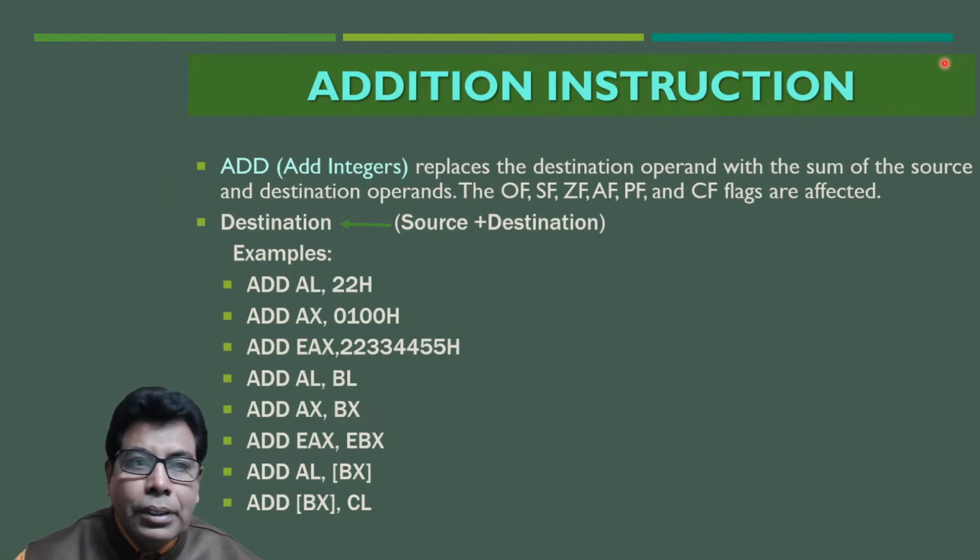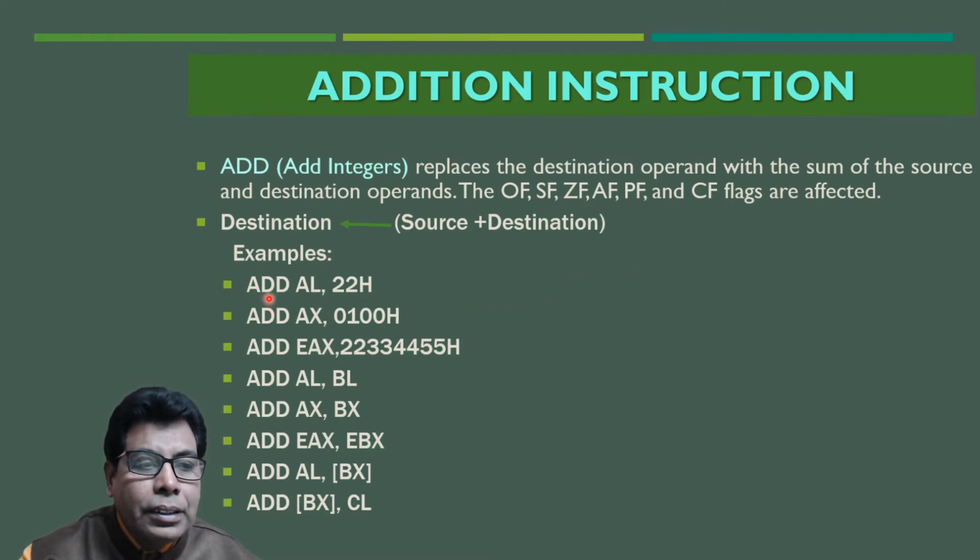Let us start with the first instruction, that is the ADD instruction. Add integers. This replaces the destination operand with the sum of the source and destination operand. So here the operation will be source plus destination, and that will go to the destination. The flags which are affected are the overflow flag, sign flag, zero flag, auxiliary carry flag, parity flag and the carry flag. Now let us take some examples of this.